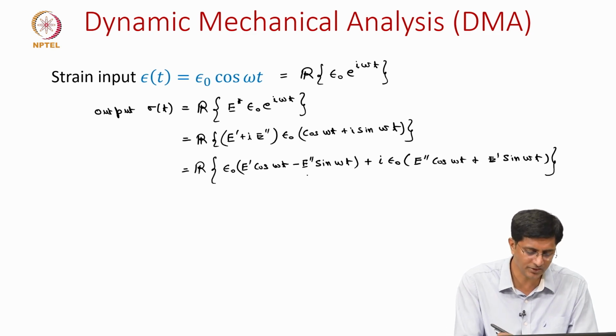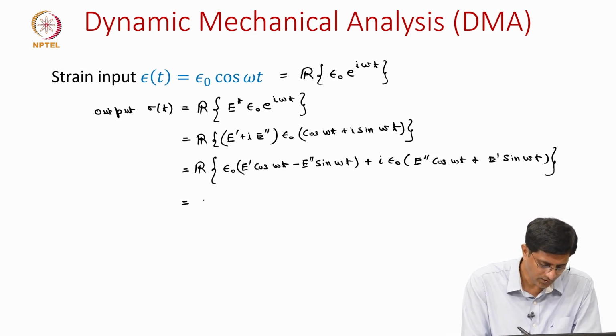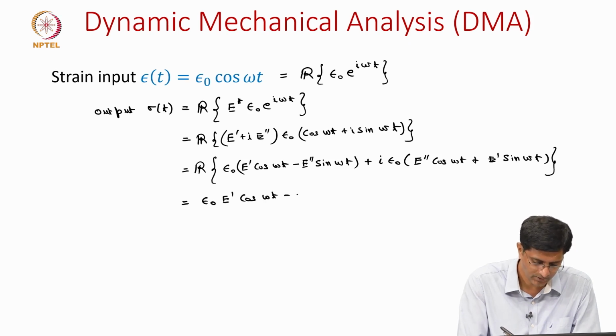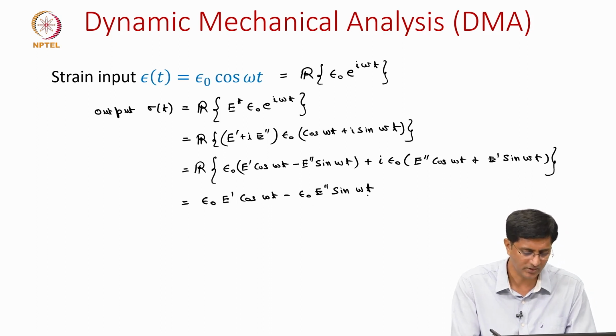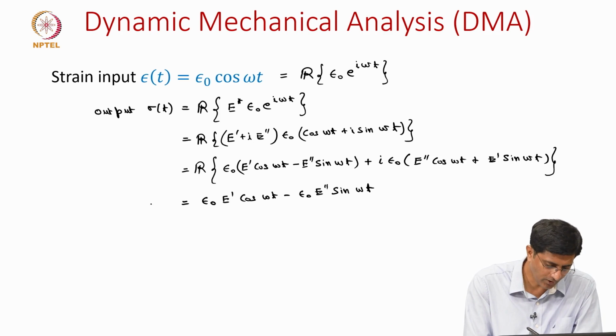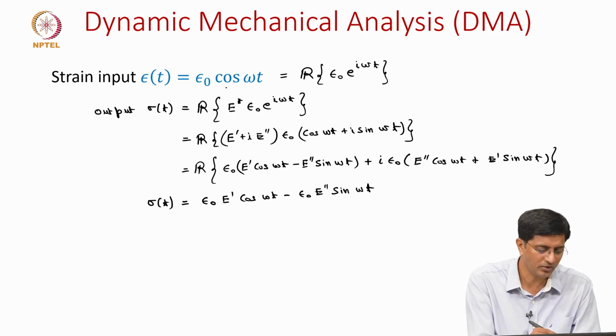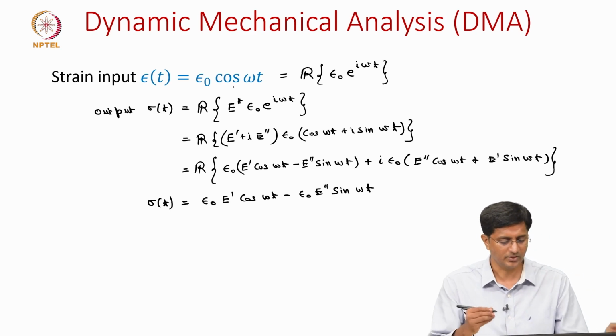Since we are only interested in the real part, it is simply epsilon naught times E dash cos omega t minus epsilon naught E double dash sin omega t. This will be our output for the input of epsilon naught times cos omega t.